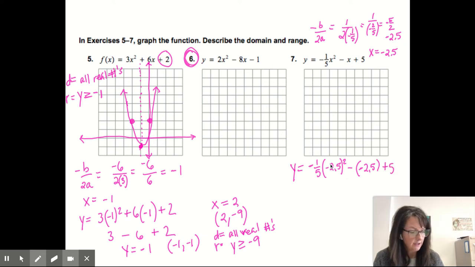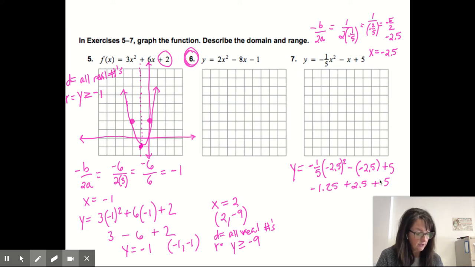So I'm going to need a calculator for this. If I take a negative 2.5 and I square it, I get a positive 6.25. I'm going to multiply that by the negative 1/5 times 1/5. All right, so this first part right here, I've got a negative 1.25. Then I'm going to add 2.5. Then I'm going to add 5. So let me go ahead and do that. 2.5 plus 5 equals. So the y coordinate of my vertex is going to be a positive 6.25.